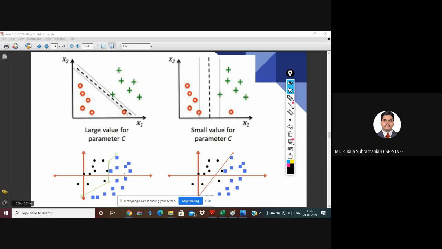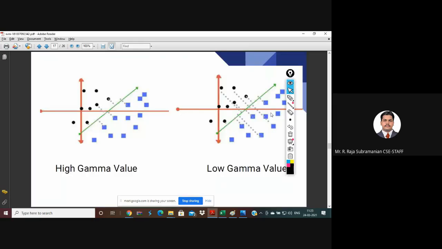The final hyperparameter we have to discuss here is the gamma. The number of support vectors that you are going to consider is also a hyperparameter, right? So now see, this is the gamma value. I set the gamma value to be higher. Now this is my hyperplane, and see how many points are actually being recognized as support vectors. 1, 2, 3, 4, 5, 6. 6 points are recognized as support vectors, the 6 points that are closer to this particular hyperplane.